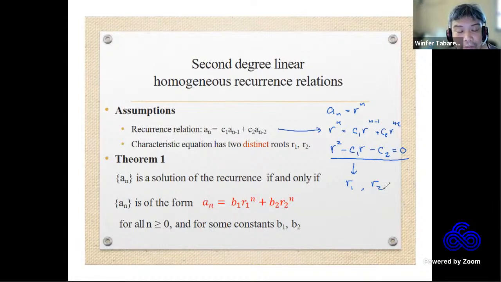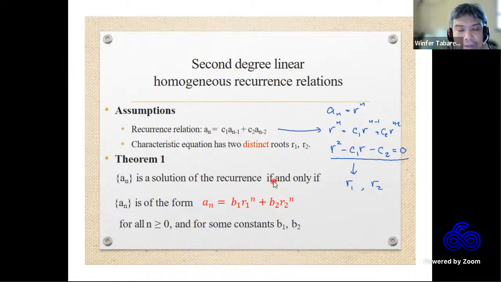And the form of the solution, this is the theorem, and we will not prove this anymore. The form of the solution to the second degree linear homogeneous recurrence relation is given by a sub n is equal to some constant b sub 1 times the first characteristic root raised to the n plus b sub 2 times r sub 2 raised to the n. So your task now is to be able to determine b1 and b2, and we can easily get this by using the initial conditions from the problem.